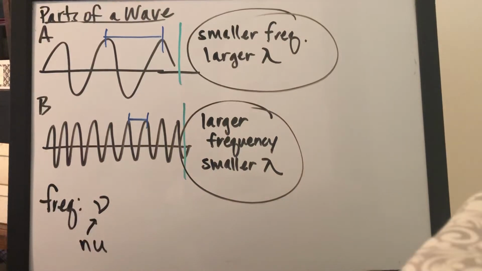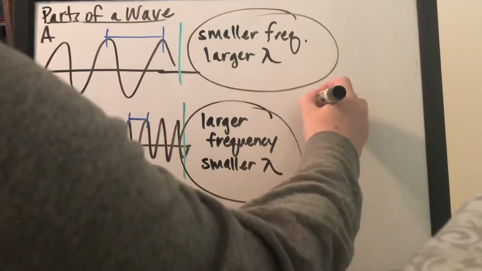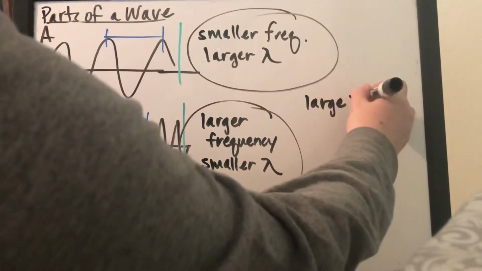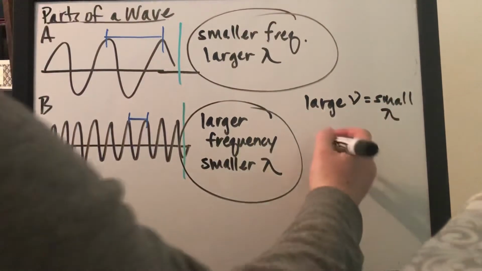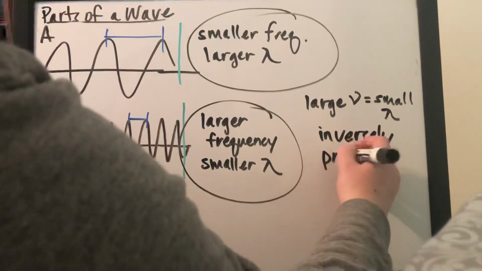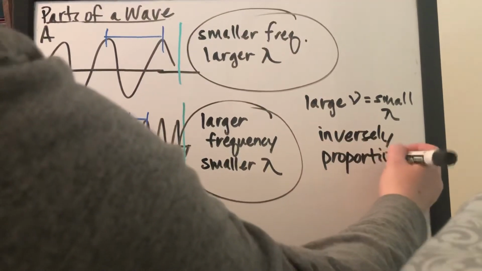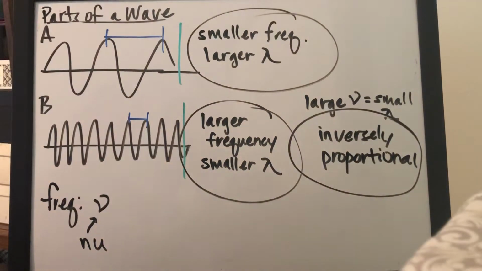But it looks like a V. So, takeaway is a large frequency equals a small wavelength, and vice versa, and this is an inversely proportional relationship. Okay, as wavelength increases, frequency decreases, or as wavelength decreases, frequency increases. Okay, super important point in this first section.